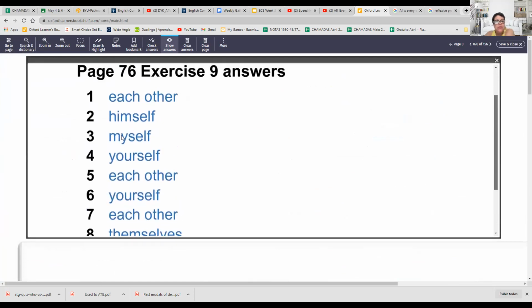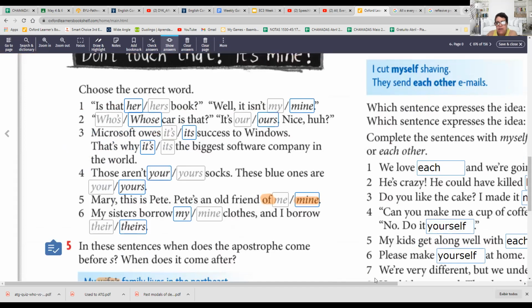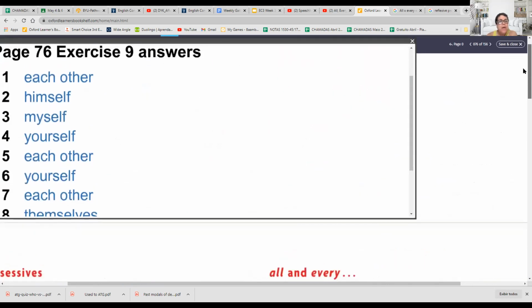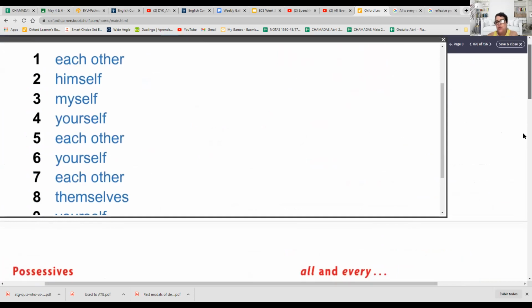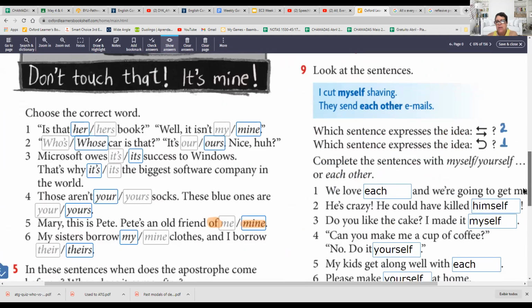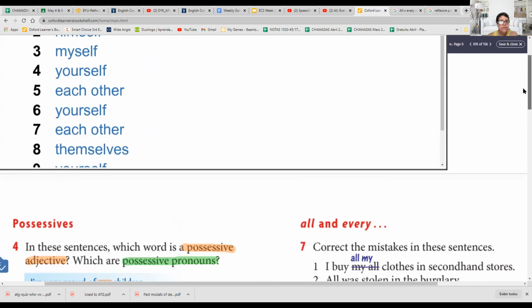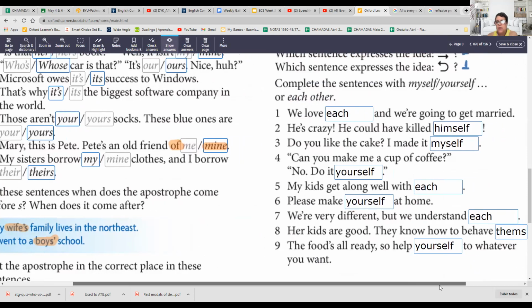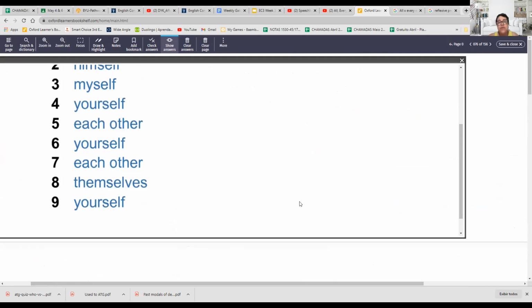All right. So the first one, each other. Let me see if it's correct. Yeah. Number 1, each other. Okay. Number 2, himself. Yes. Number 3, myself. Number 4, yourself. So let's correct that. Myself, yourself. Okay. Number 5, each other. And 6, yourself. Okay. Good. Number 7, each other, themselves. Number 8. Yes. Perfect. And finally, yourself, number 9. Okay. Everything correct.